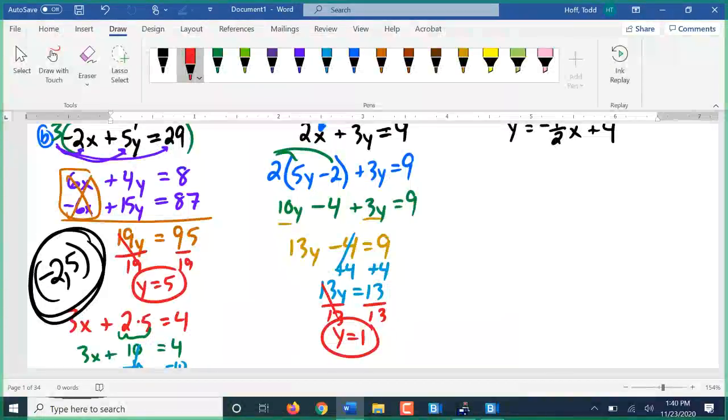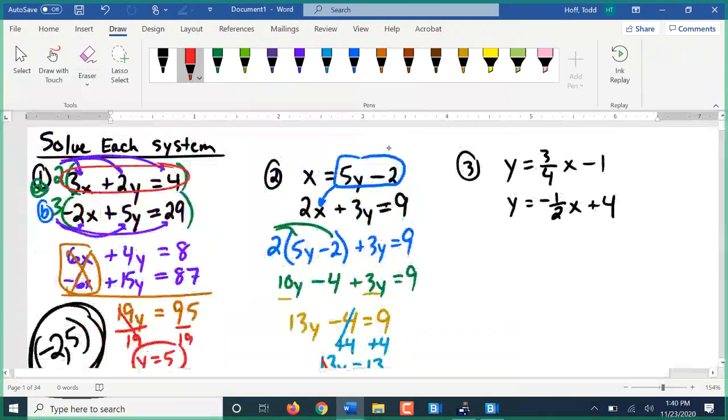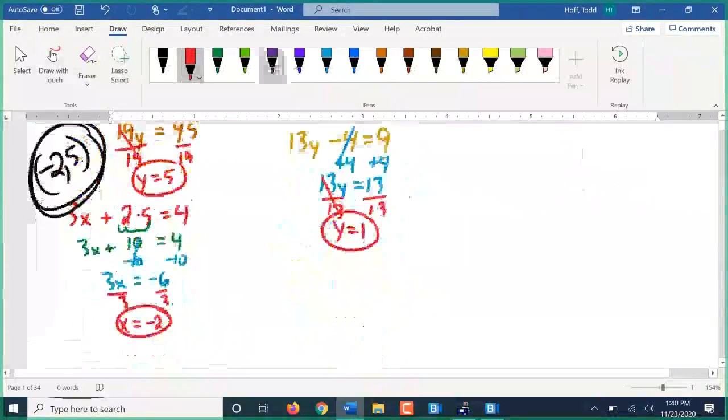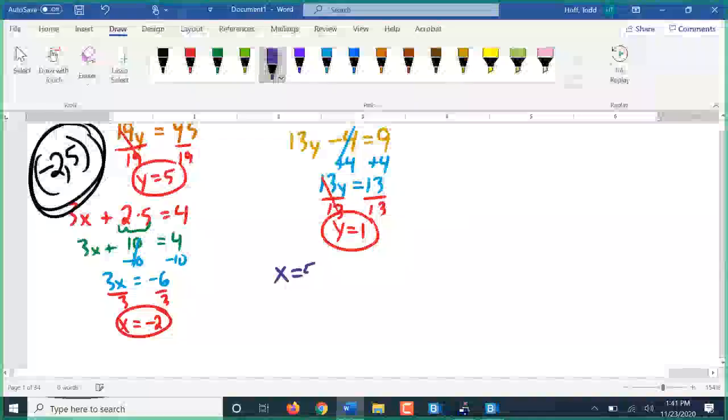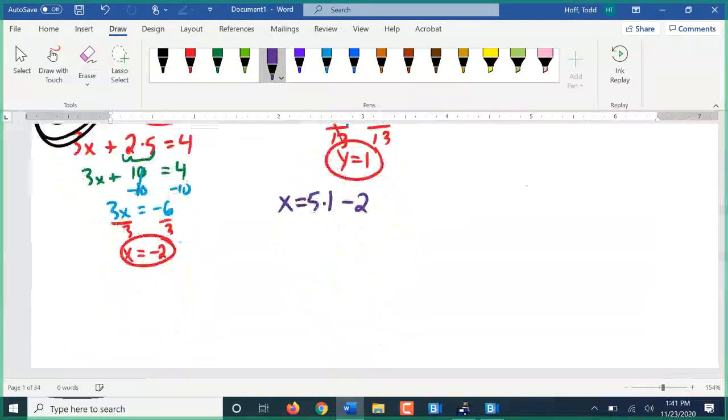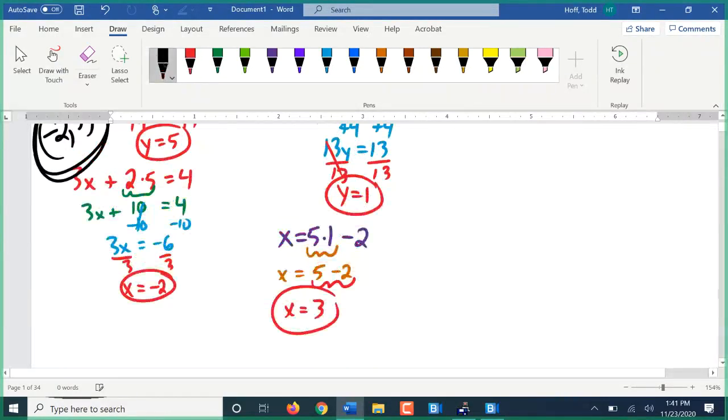Now that we have y, we need to find x. Well, that top equation is already solved for x. X equals 5y minus 2. So x equals 5 times 1 minus 2. Sorry, my mouth is not working today. We combine, the 5 times 1 is 5. Just doing order of operations here now. And 5 minus 2 is 3, so x equals 3. So our solution to that system was x equals 3 when y equals 1.